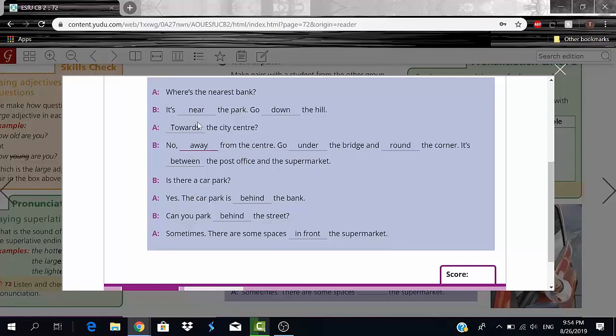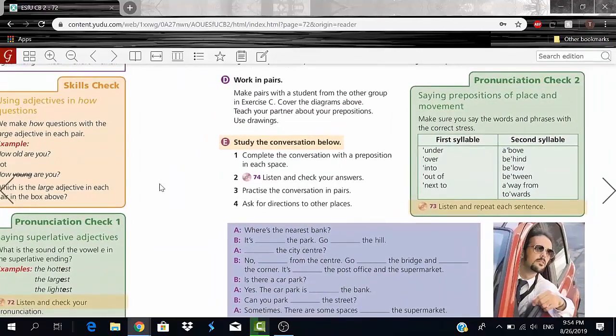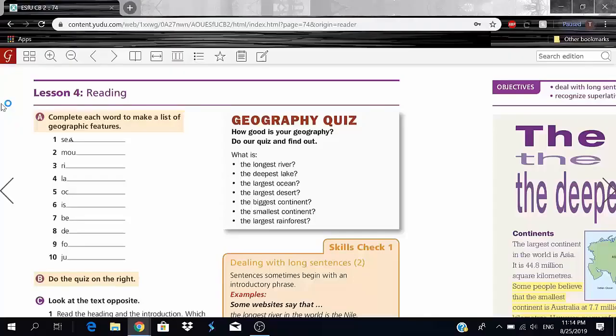Okay, you guys? What else do we have? Yeah, I think that's about it. So now let's move on to reading. Alright, you guys, now let's move on to lesson 4, reading. Here we have exercise A, really simple exercise.